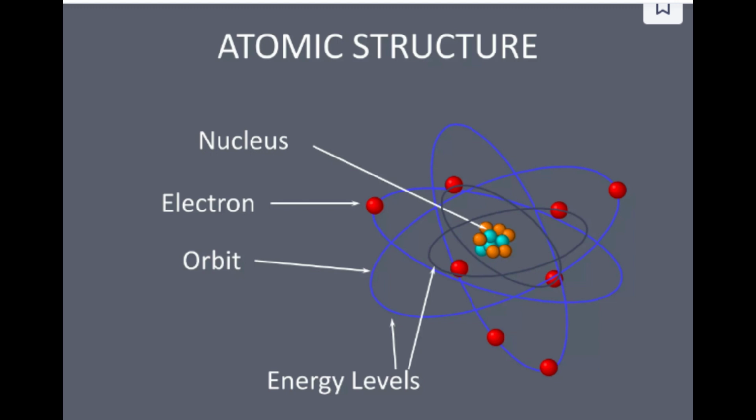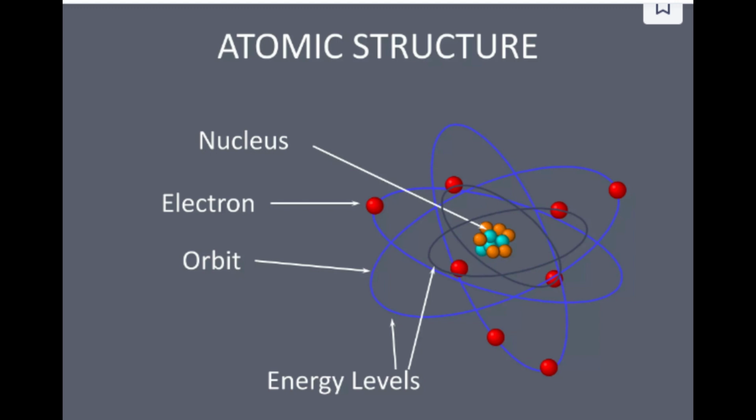In the nucleus, we have protons and neutrons, which are collectively called atomic mass, and atomic number is the number of protons which are present in an atom. And in a neutral atom, the number of protons is always equal to the number of electrons.